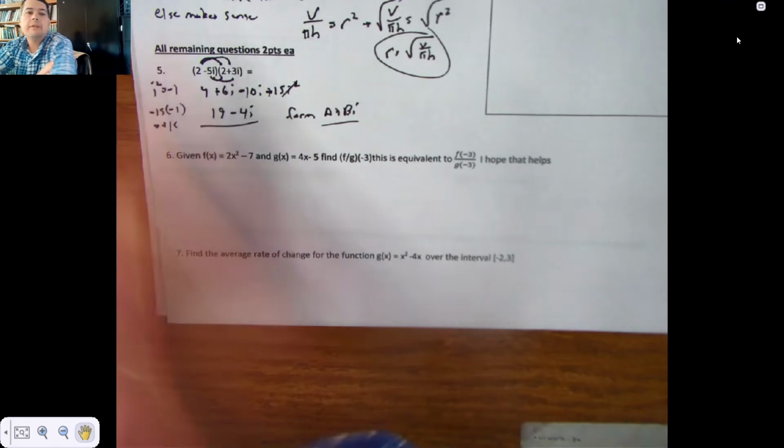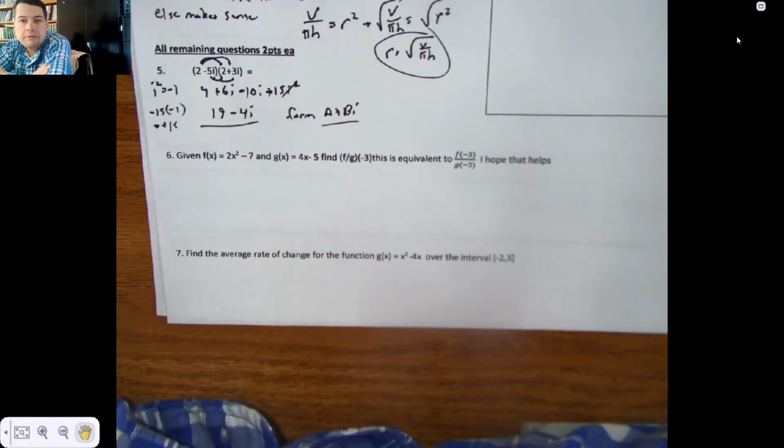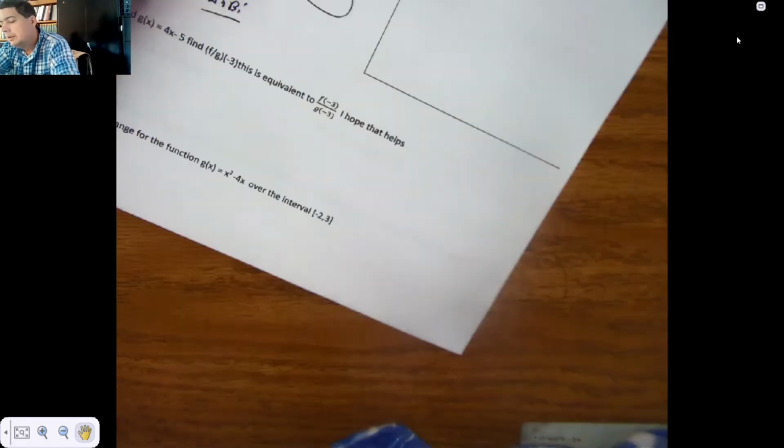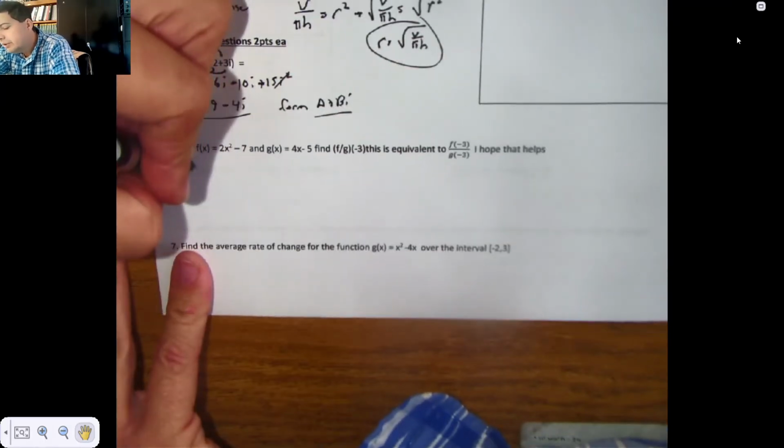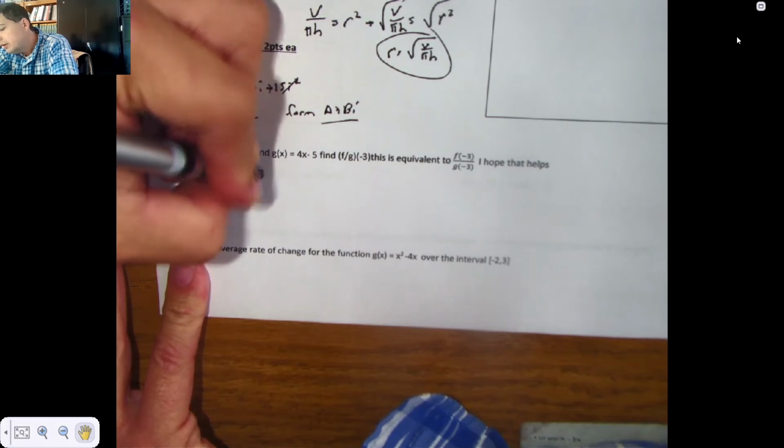Number 6, given f of x is 2x squared minus 7 and g of x is 4x minus 5, find f divided by g of -3. It says that's equivalent to f of -3 over g of -3. I know a lot of y'all don't get f notation. Why you don't get f notation is beyond me. It's not hard.